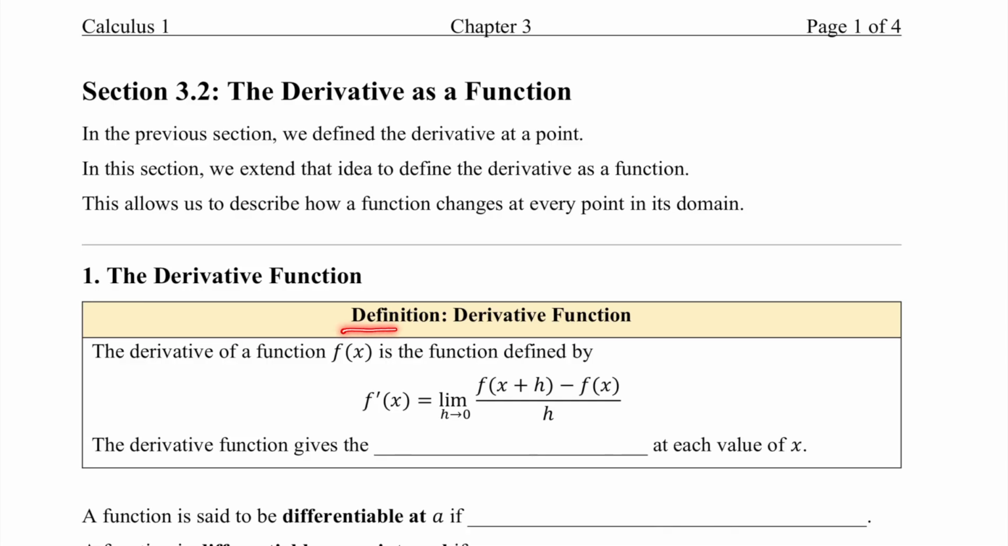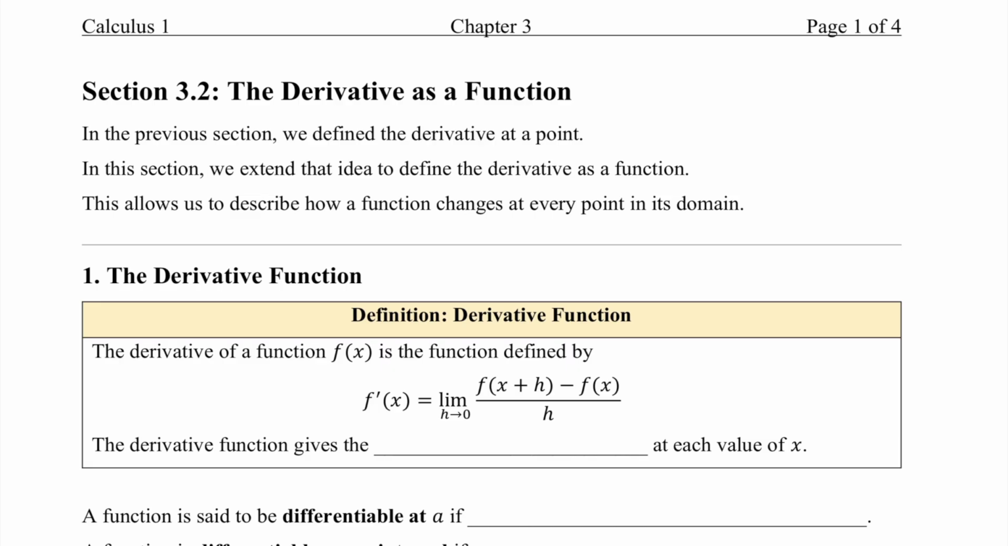Let's look at the definition. The derivative of a function f of x is a function defined by f prime of x equals limit as h approaches 0 of f of x plus h minus f of x all over h.